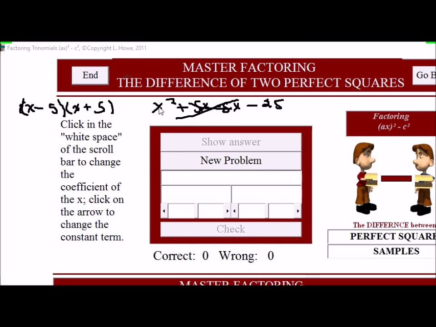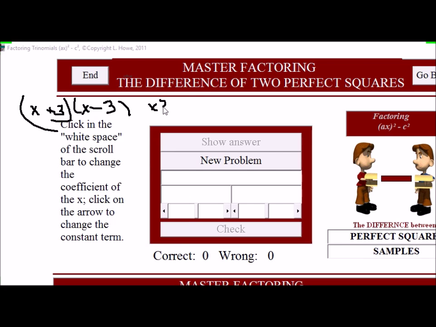Does that happen every time? Let's think about it. What if we had an x plus 3 times an x minus 3? I bet you're already telling me. It would be first times first, x squared, outside minus 3x, inside plus 3x, minus 9. The middle terms kill each other off. So I think we could generalize, or you could practice some more yourself. If you have two binomials that multiply and they have the exact same numbers but a different sign between them, when all is said and done, the middle term gets killed off.